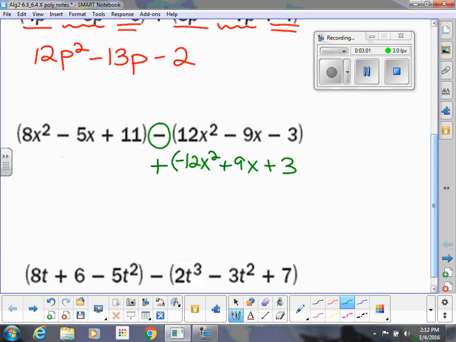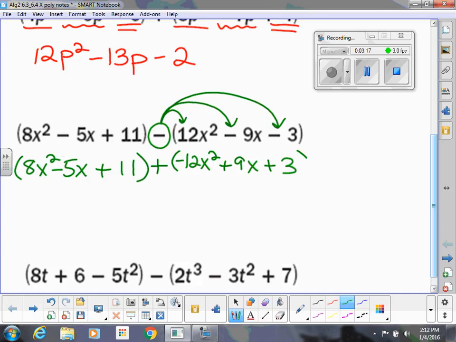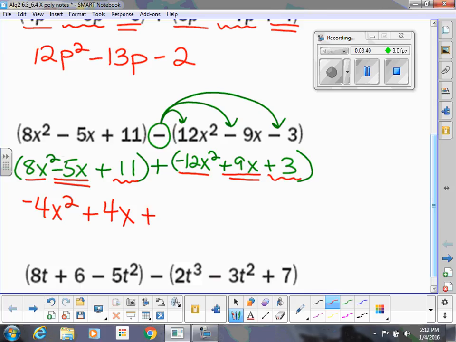And remember, the reason is because I'm essentially distributing that negative all the way through. Now, since I'm distributing, the first parenthesis doesn't get changed at all. So remember, you don't touch any of the signs in this first parenthesis. And now this looks just like the adding and the combining like terms that we did in the first example. All right, so any other x squared? Yeah, right here. So 8 plus a negative 12 is negative 4x squared. Negative 5x and 9x combine to be 4x. And then 11 plus 3 would give me 14.